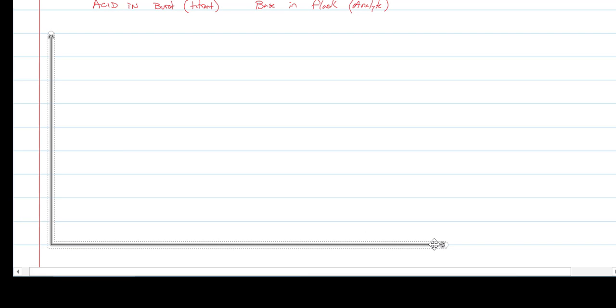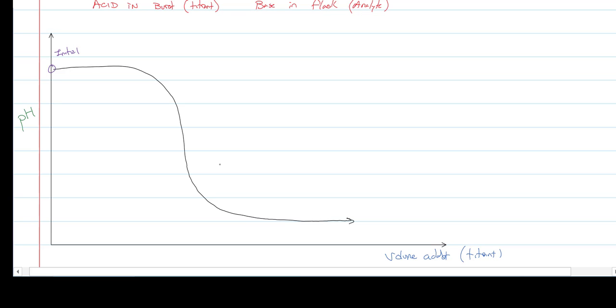That's my axes. So again, we're going to have pH, and we'll have volume added. This time, the initial will be up here. And it's going to look something like this, where my equivalence point would be there. As you see, it's the mirror image. That'd be the volume added, and there's your equivalence point. So again, we have the same regions. I have my initial, I have before equivalence, I have equivalence, and I have past equivalence.